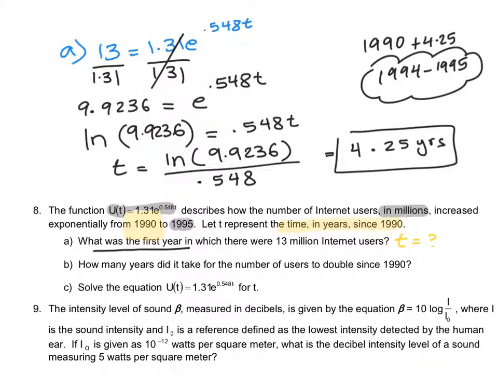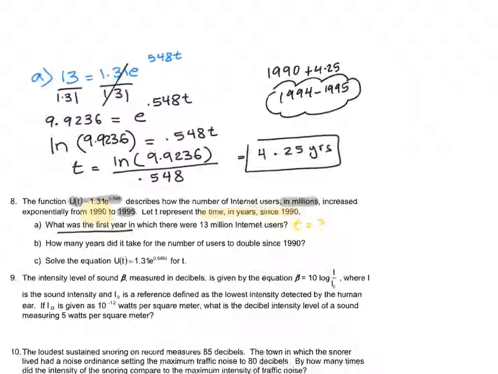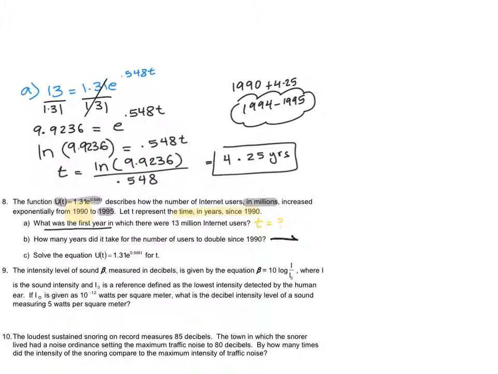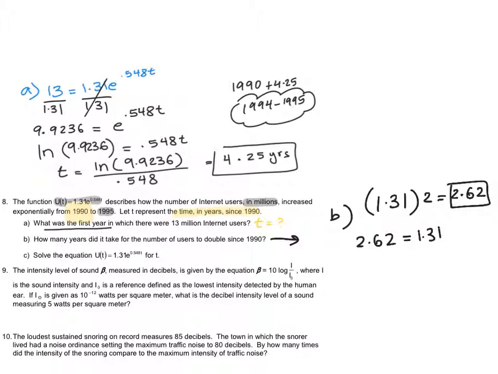In B, they're just asking how many years for the number of users to double. So you just multiply 1.31 by 2. In B, they're giving me a different final value. If you multiply 1.31 times 2, you will get 2.62. That's the final amount. So you use the same process we did earlier to find the number of years it will take for it to double. Again, you use ln and you divide.